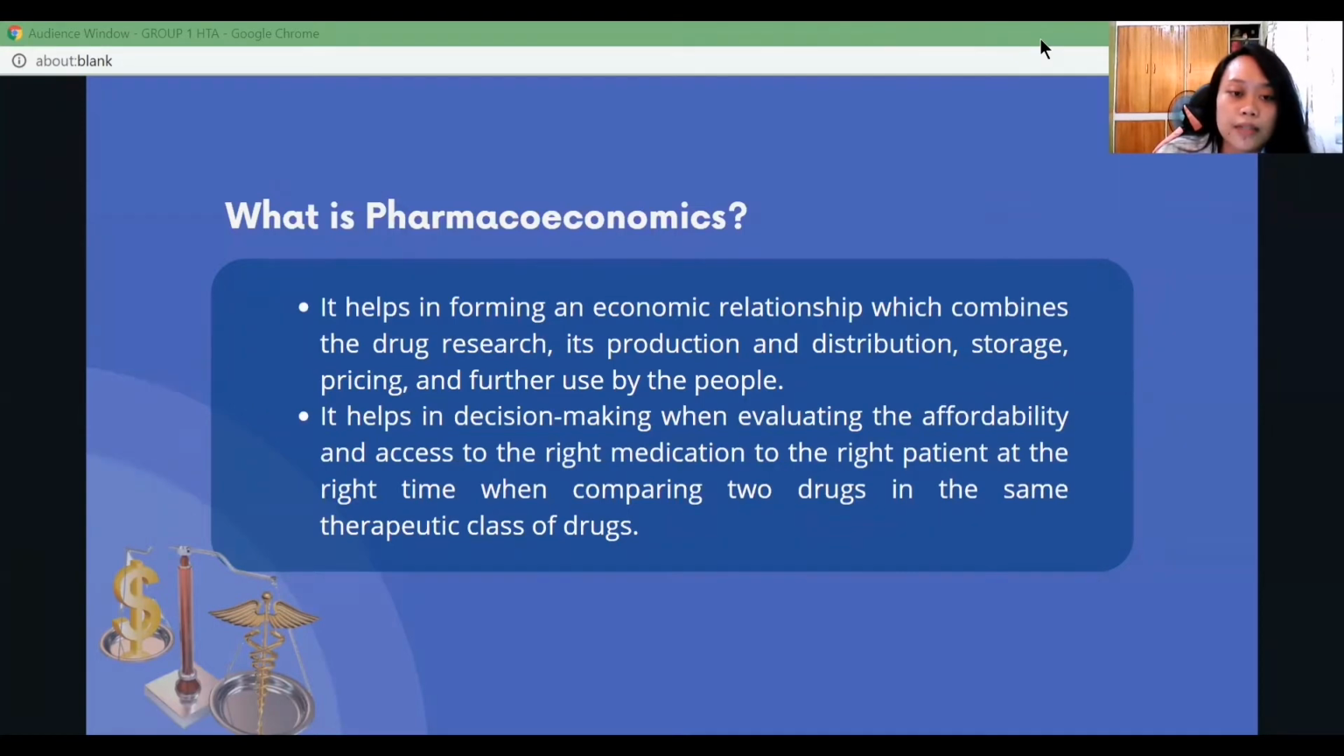Next, it helps in forming an economic relationship which combines the drug research, its production and distribution, storage, pricing, and further use by the people. It also helps in decision making when evaluating the affordability and access to the right medication to the right patient at the right time, or the rational use of medicine when comparing two drugs in the same therapeutic class of drugs.